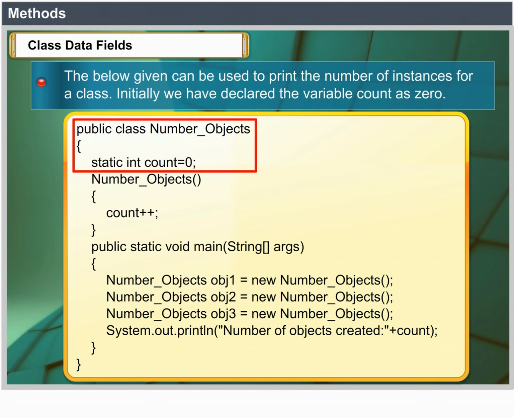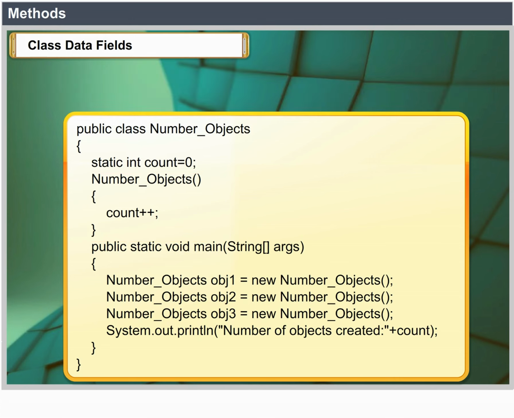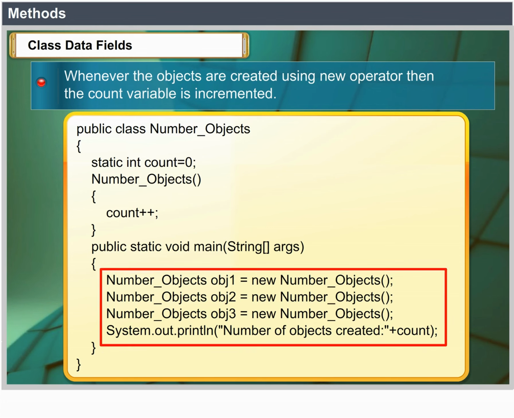Initially, we have declared the variable count as 0. Then we are declaring the method number_objects to increment the count variable. Whenever the objects are created using the new operator, the count variable is incremented.